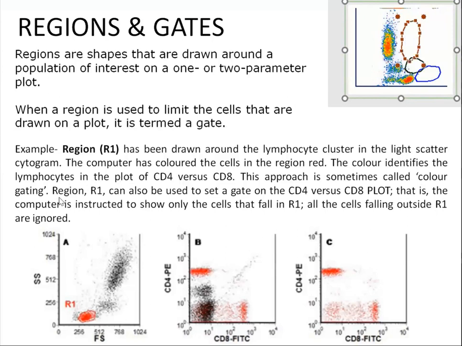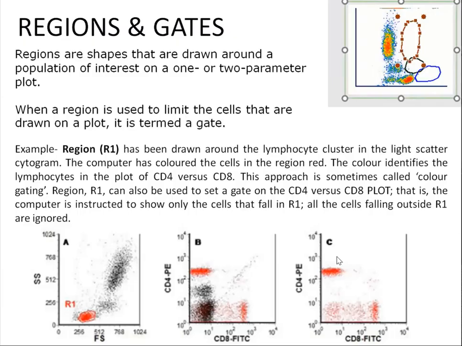Region R1 can also be used to set a gate on a CD4 versus CD8 plot. The computer is instructed to show the cells that fall in R1, and all cells falling outside R1 are ignored. So when I'm selecting this particular population and putting it in CD4, CD8, only this population will be displayed, and then only can I call it gating.